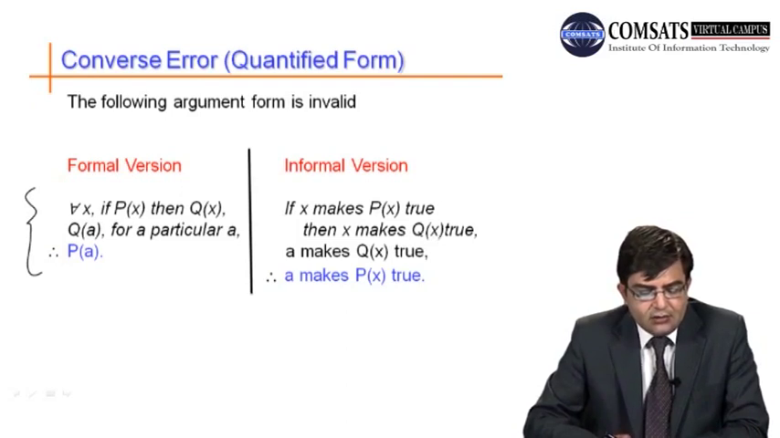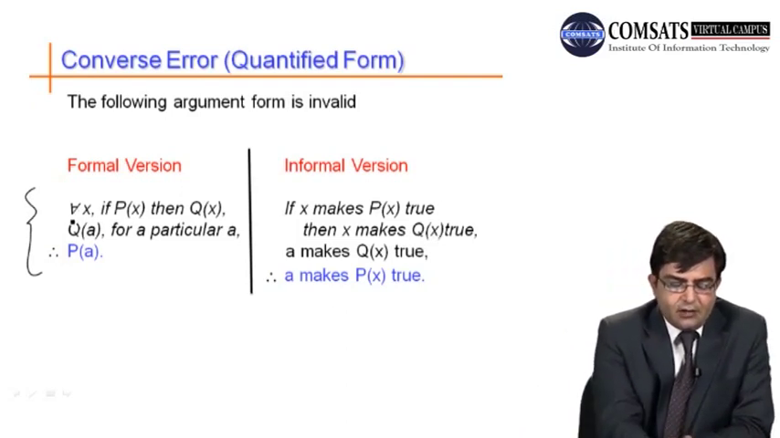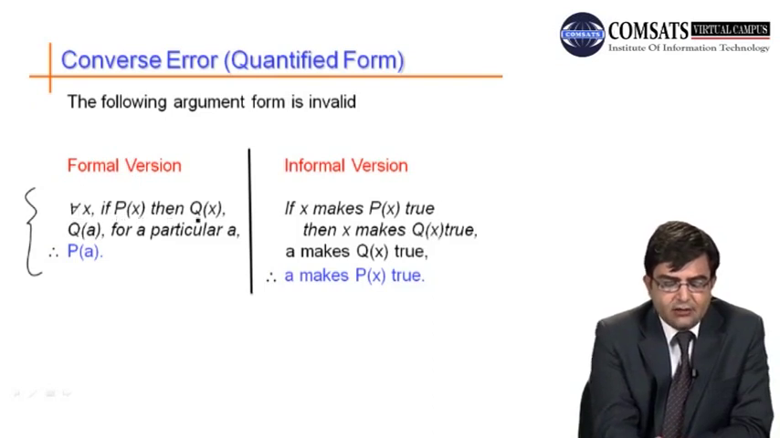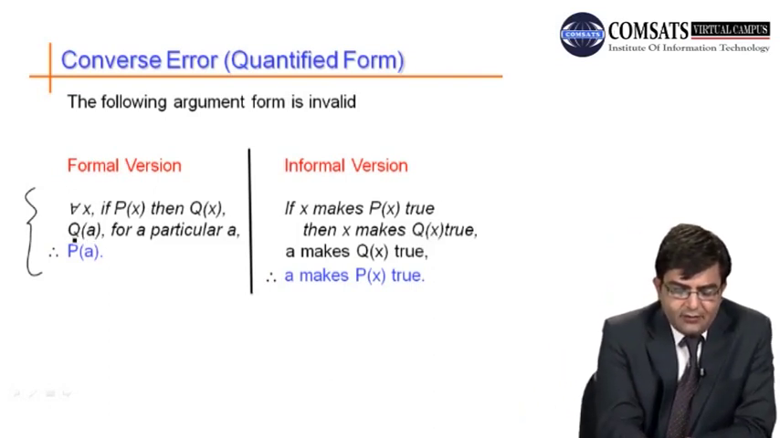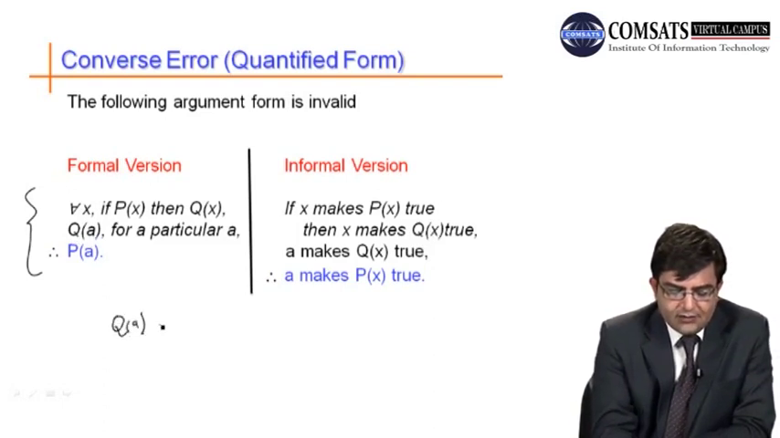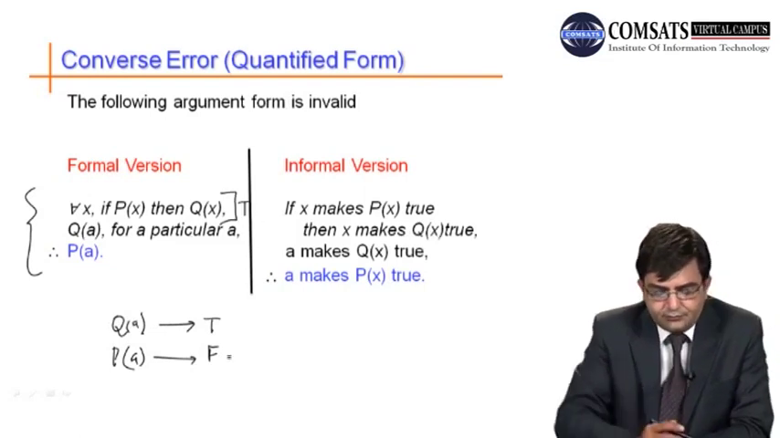Now if we say that for all x, if p of x then q of x, and q of a for a particular a, and we conclude p of a. So what is the error in this statement? Here if q of a is true and p of a is false, even then this statement will be true.